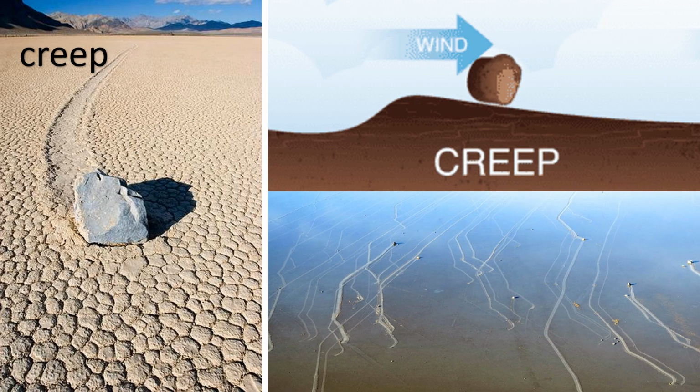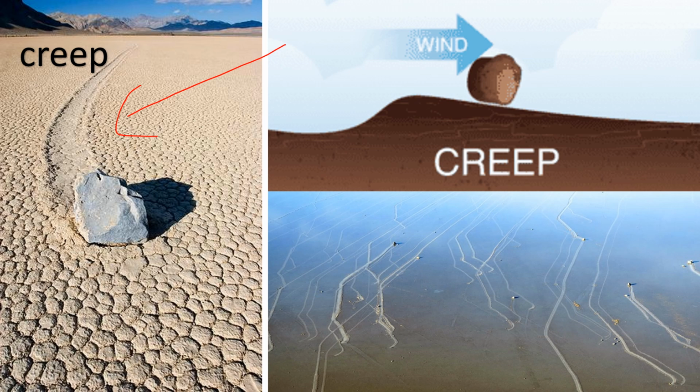Creep. You don't see this as much with wind as you do with water, but it's the slow movement, the rolling or sliding of big stuff across the surface. And usually what has to happen is the surface has to get a little wet, like you see over here in this picture. This is called the Racetrack Playa in Death Valley in California, where we see these really big rocks moved across flat surfaces.